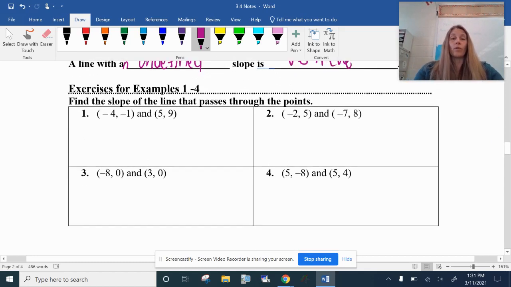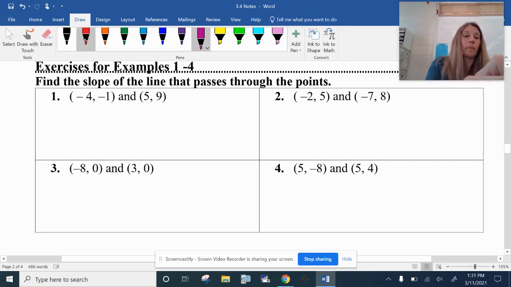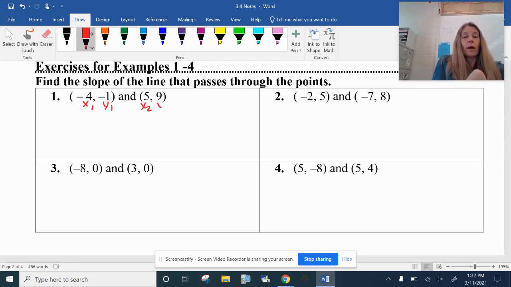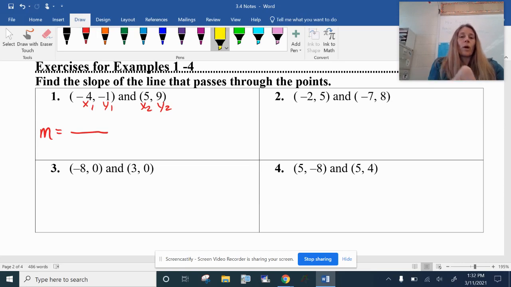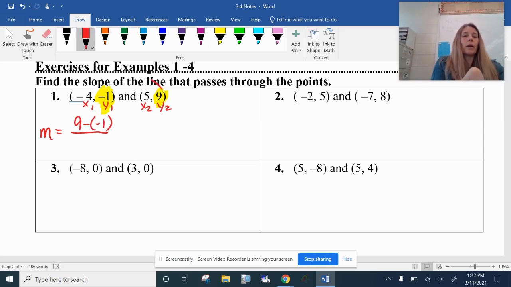All right, so let's use the slope formula to find a couple slopes here. So the first one, you want to label your points x1, y1, x2, y2, and it doesn't matter if you want to flip-flop those, because when you're going to use the formula, you get to decide which order you want to subtract. So I'm going to do 9 minus -1. So since I did 9 minus -1, I'm going from my y2 to my y1. I'm going to go from my x2 to my x1, being 5 minus -4. These turn into positive, so I get positive 10 over positive 9.